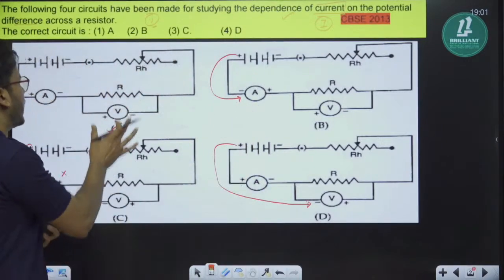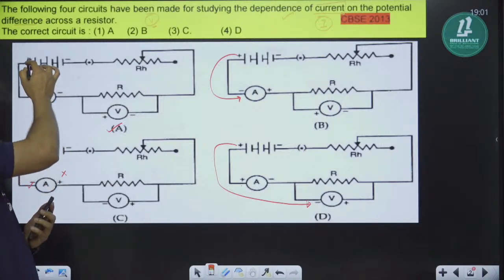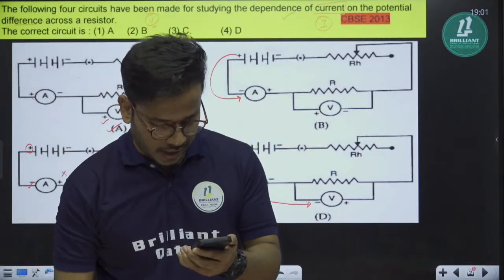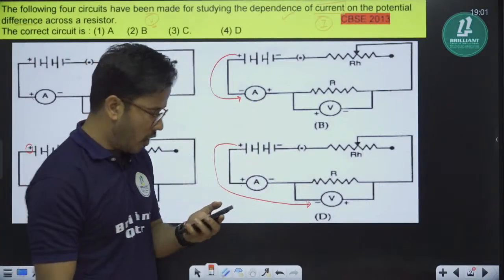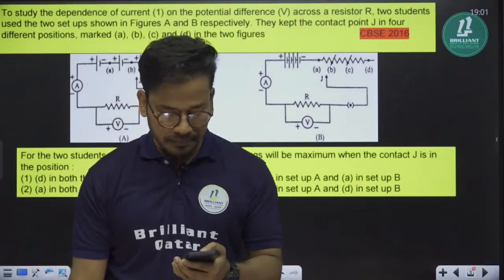Now let me see the correct diagram. See guys, positive is connected with the positive terminal of the ammeter. Similarly, the positive is connected with the positive. Therefore, the first diagram is correct. So let me know, this is very easy. All right. That's good. Let me go ahead with the next question, guys.